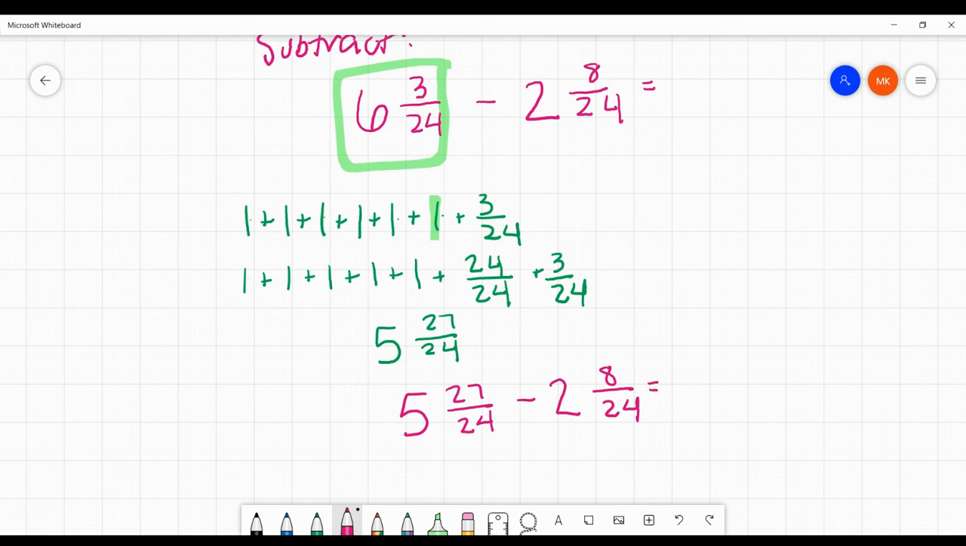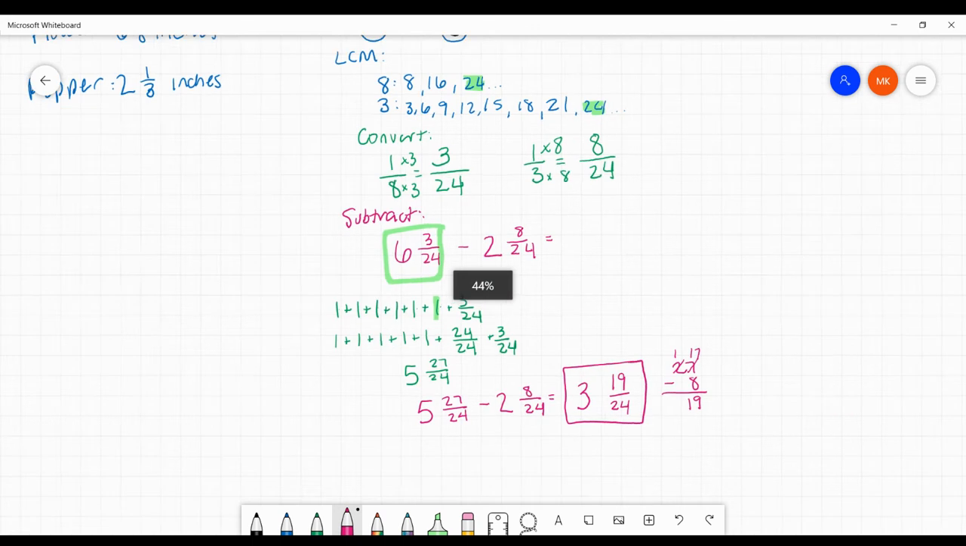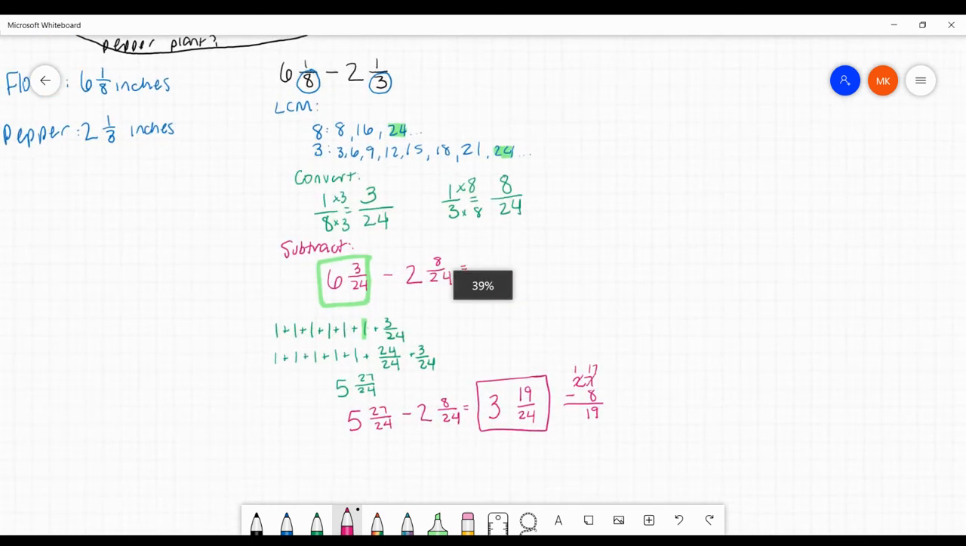I always start with my fractions. My denominator stays the same. 27 minus 8, and I get 19. I subtract my whole numbers. 5 minus 2 is 3. And this is my final answer. I'll zoom out. You can pause if you'd like to see if you went wrong.